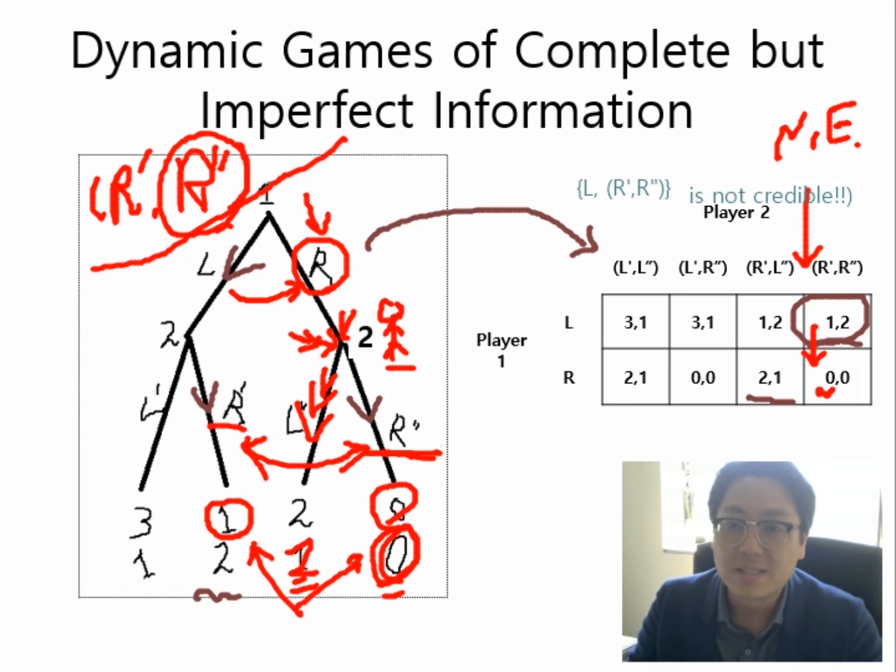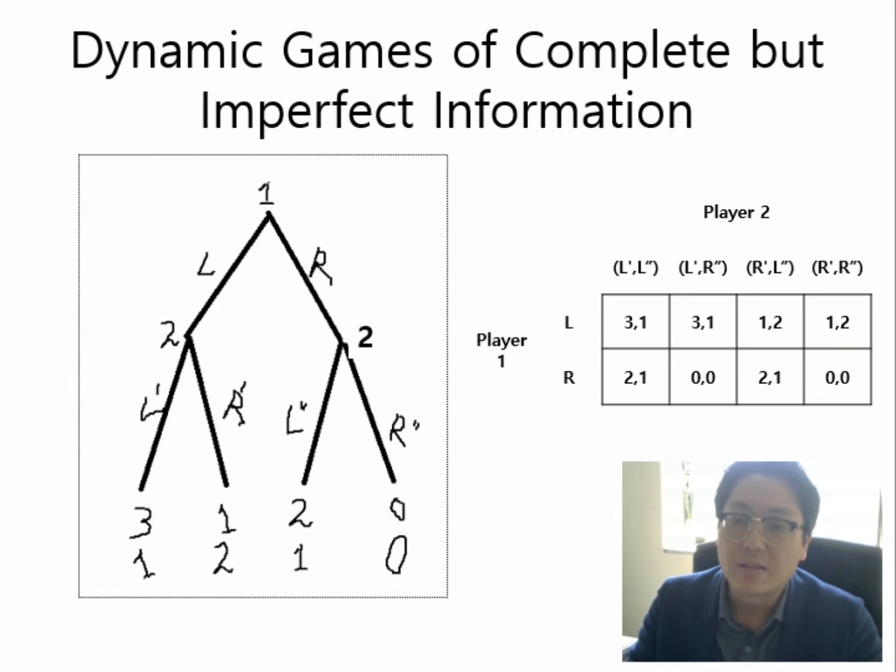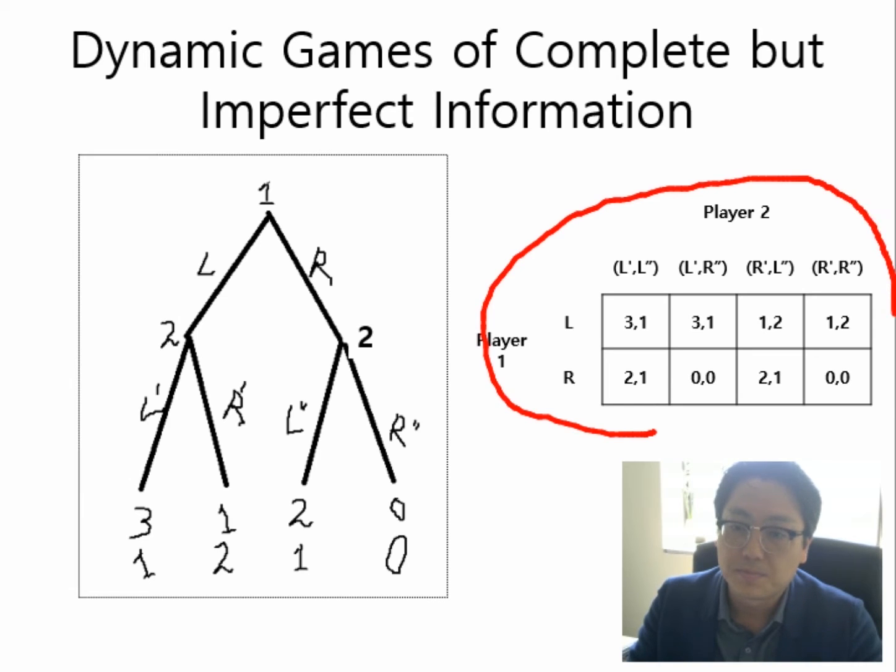Why is this happening? Because we find a Nash equilibrium here. However, we didn't use the information about orders. When the second player tried to play his or her action, she has the information that the first player already played, right? The second player didn't use that information.